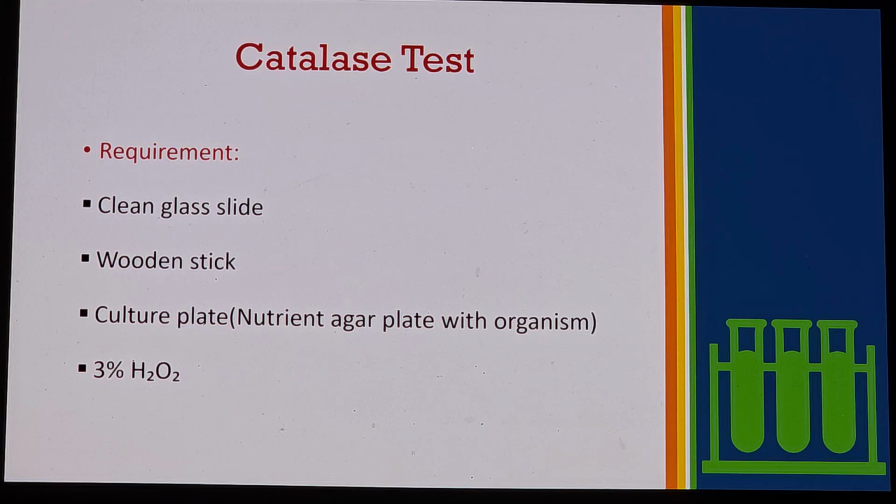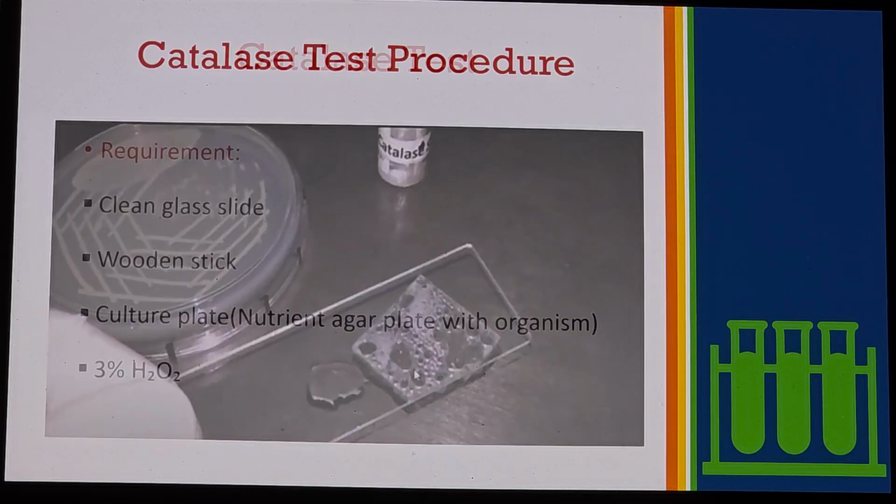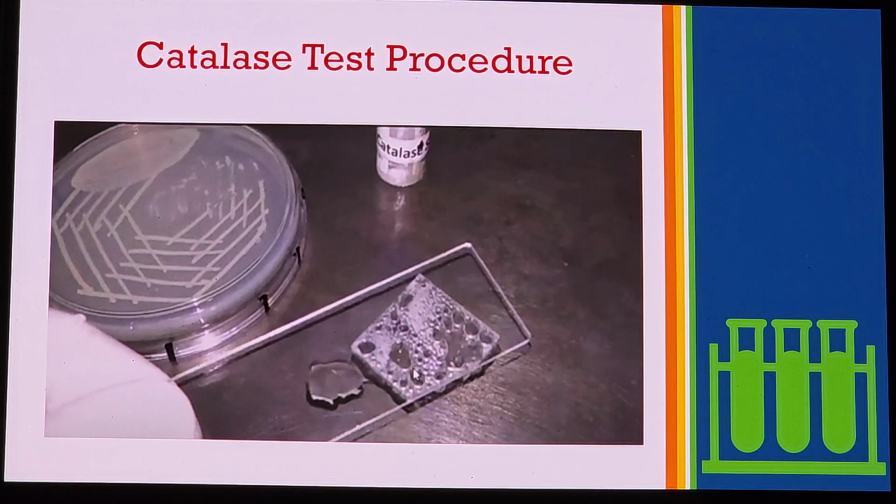So what are the requirements for the catalase test? First, a clean glass slide, wooden stick, nutrient agar plate with the microorganism, and 3% hydrogen peroxide. Then what is the procedure? Take a clean glass slide, transfer the colony of the microorganism from the nutrient agar plate to the surface of the glass slide, then add 1 drop of 3% hydrogen peroxide and observe for bubble formation.